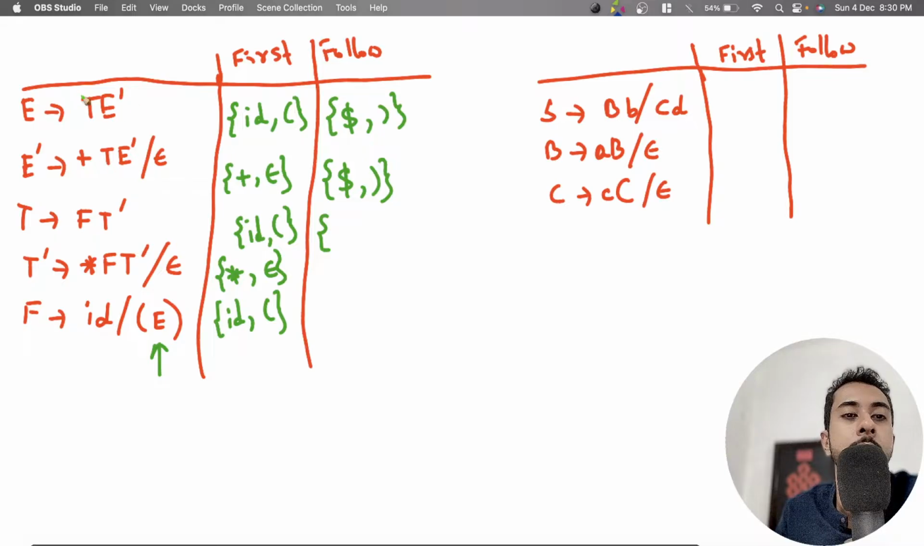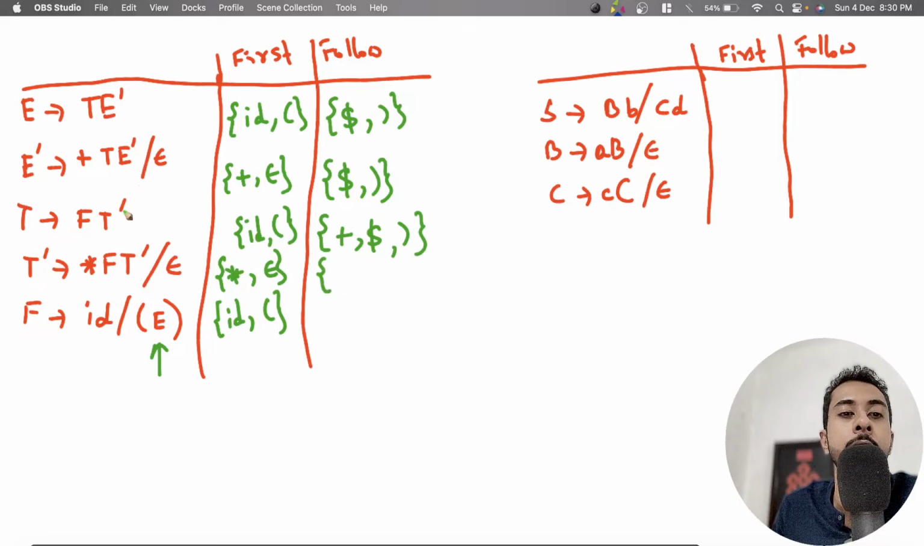Next one is follow of T. What is follow of T? See, follow of T is first of E dash. So what is first of E dash? It is plus, but I cannot write epsilon, so I'll put epsilon here. If I put epsilon here, then follow of T is follow of E. Now what is follow of E? It is dollar, close brace. Anywhere T is present? No, that's it. Done.